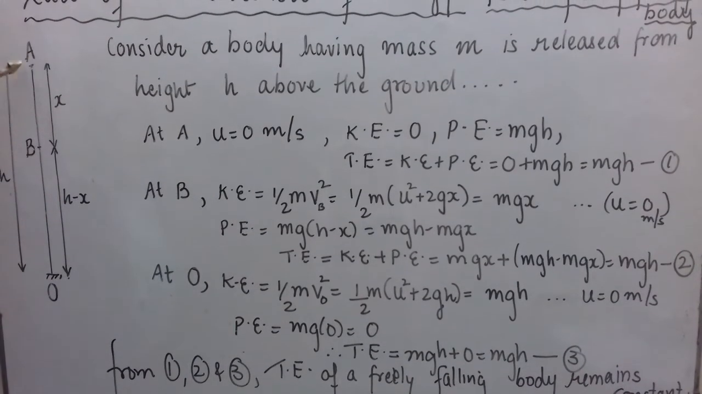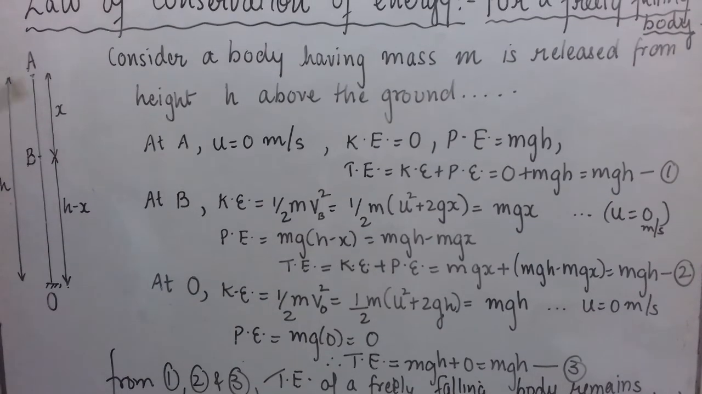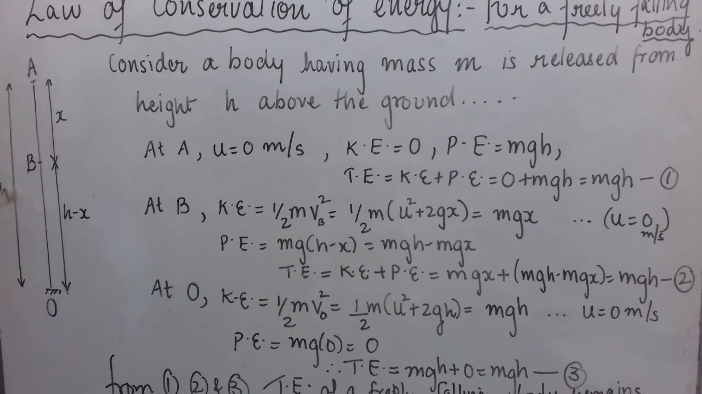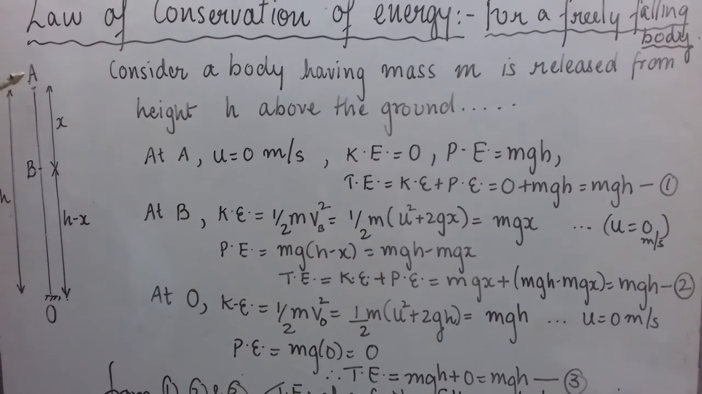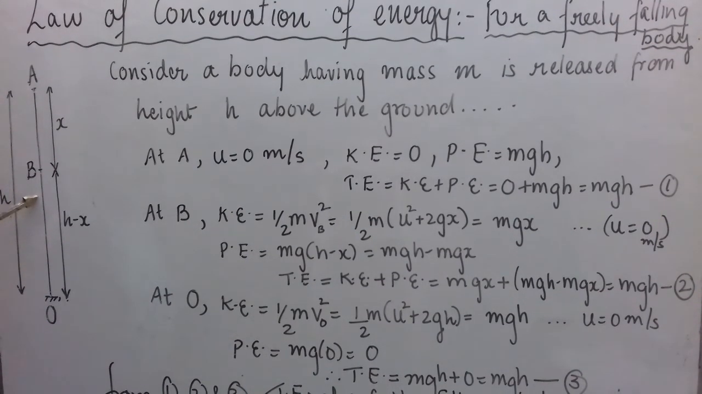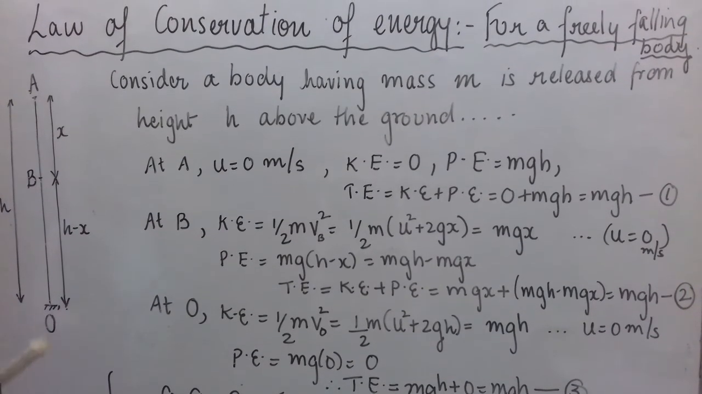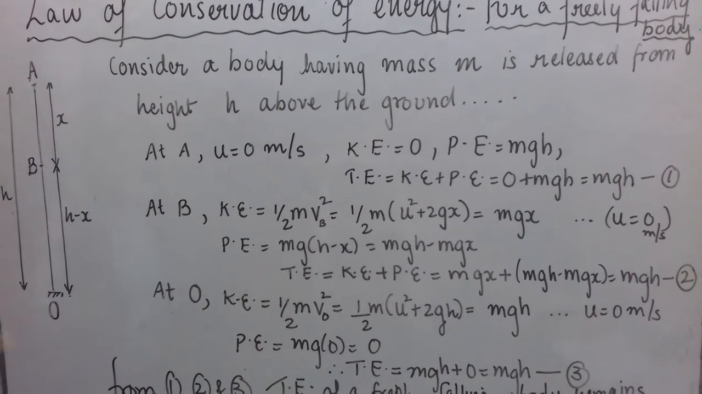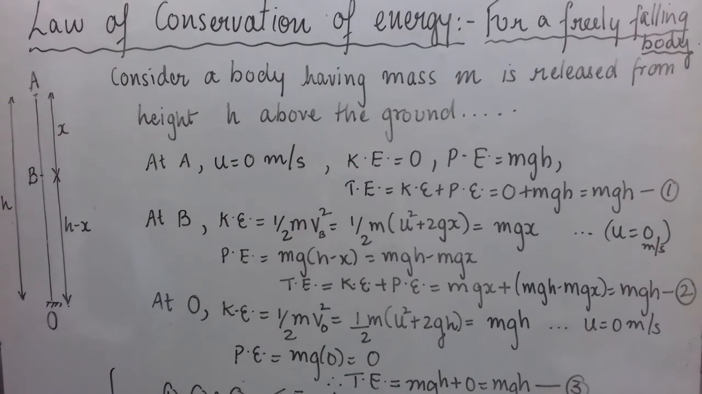At the peak position, at the point where it is released, it is purely potential. At the point close to the ground, it is purely kinetic, and in between it is a sum of kinetic and potential. If you consider a point midway between A and O, that is at height h by 2 above the ground, half of the energy, that is mgh by 2, will be kinetic energy and half will be potential energy. So here we have proved the law of conservation of energy for a freely falling body.